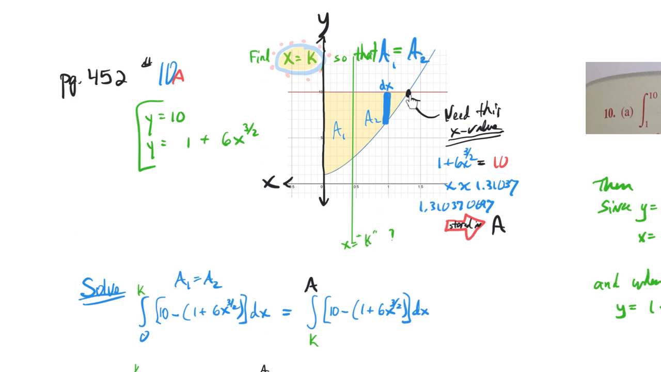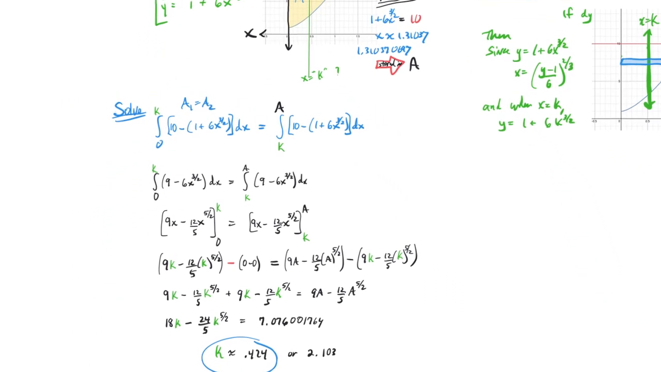So we can find that x value by setting our y values equal to 10. We know this red line is y equals 10, so this curve, set it equal to 10, and we find out that this is our x value where they meet. So we're going from x equals k to x equals a, where that value is stored in a. All right, I think that's it.